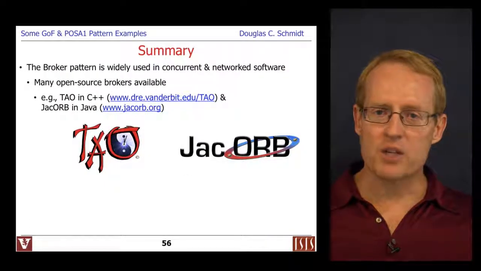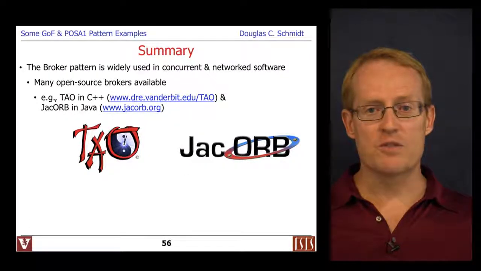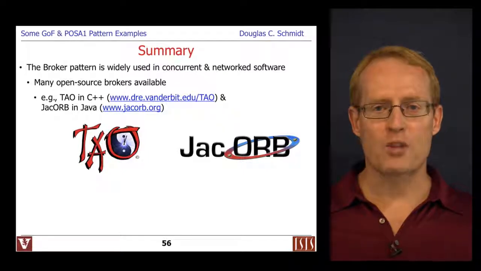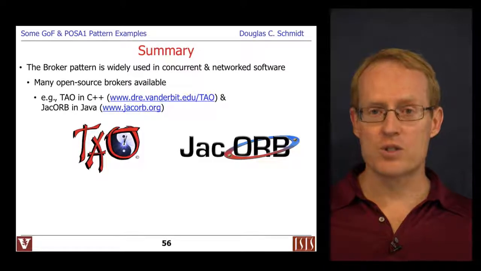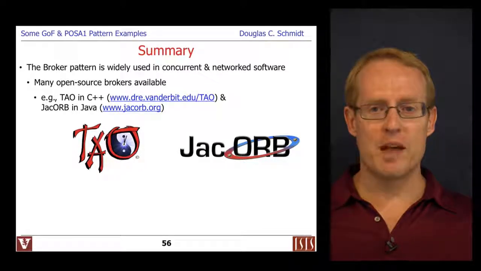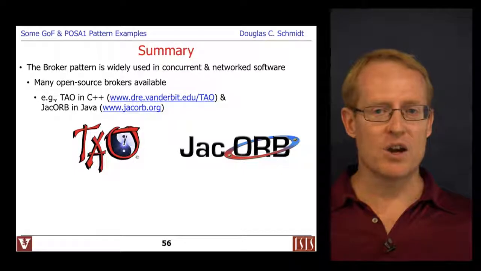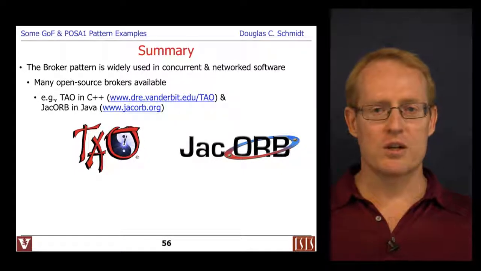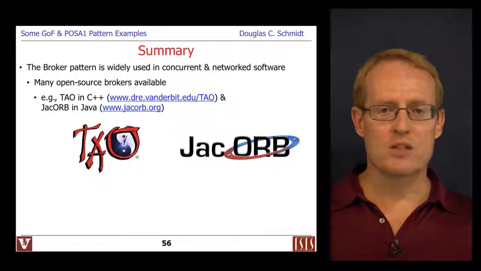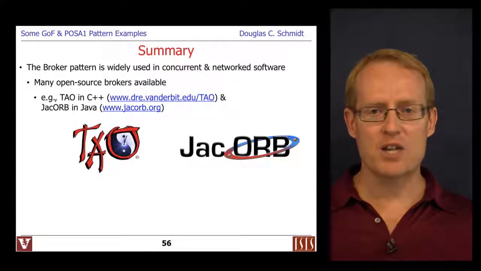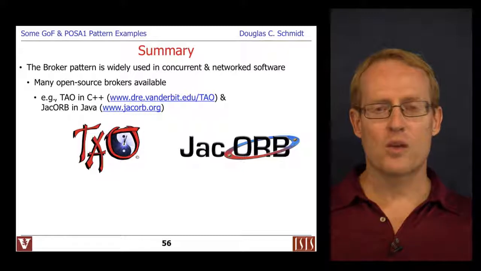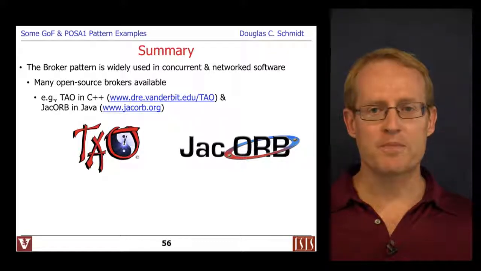So to summarize this particular section, the Broker pattern is very widely used in concurrent and network software. There are lots and lots of open source implementations of brokers that you can download and learn from and use on your projects. Many of these are not just for learning, but are also industrial strength and widely used in quite a wide range of domains. Some of the better known ones are the ACE ORB called TAO, which is a C++ implementation of CORBA, and JacORB, which is an implementation of CORBA written in Java.